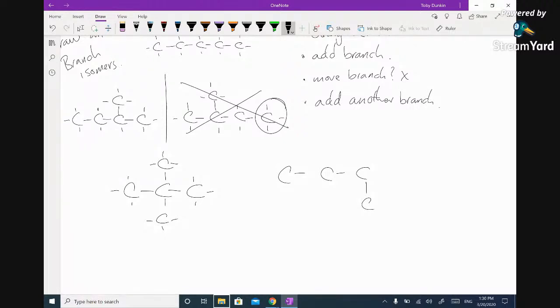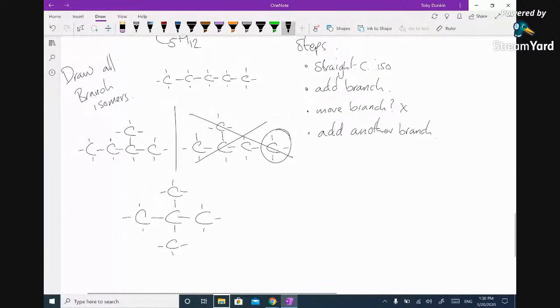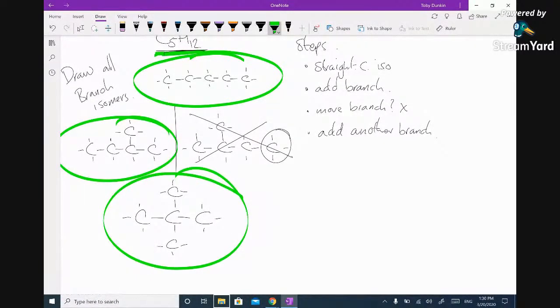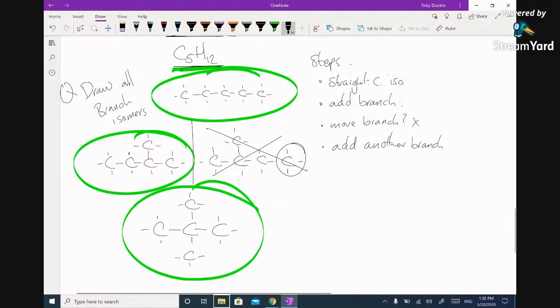2,2-dimethylpropane. Absolutely spot on, Winkit. Well done, good answer. So how many isomers were there? There were 3 for that particular one. For this one here, there are 1, 2, 3 branch or chain isomers for C5H12. So really interesting question.